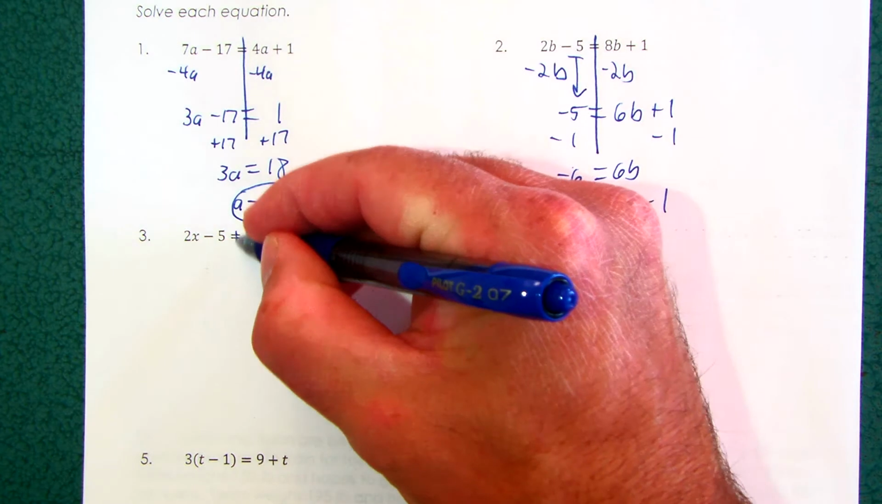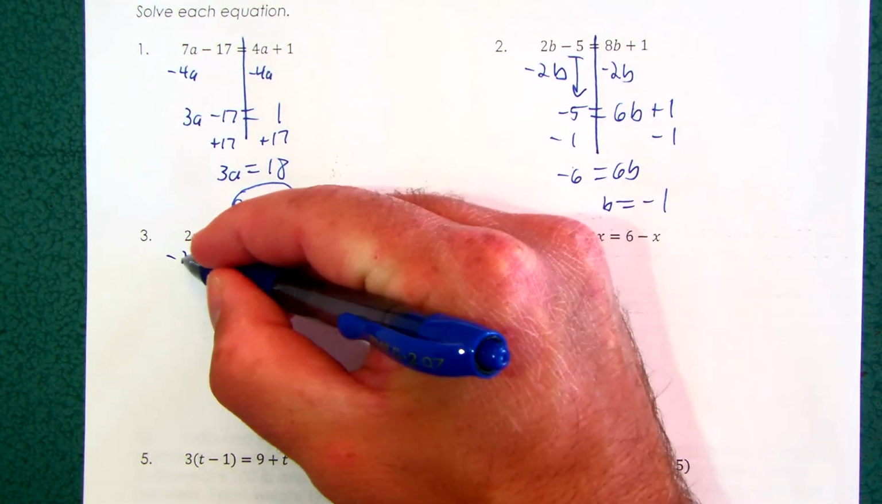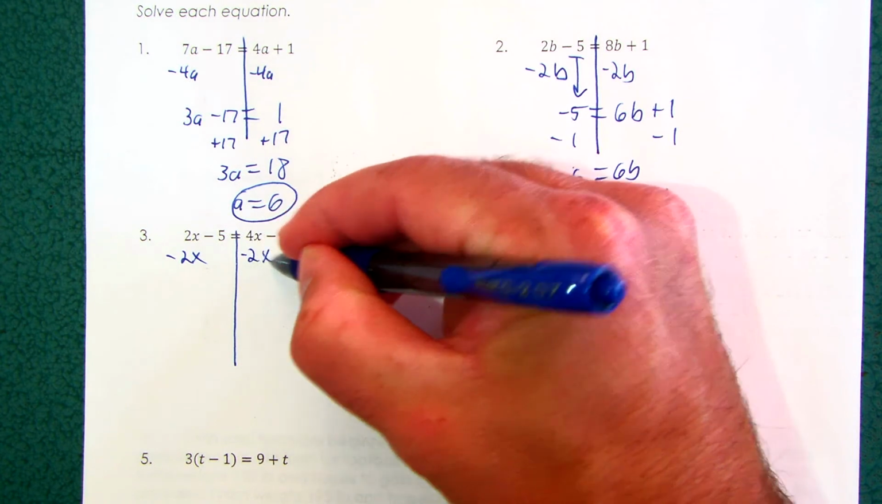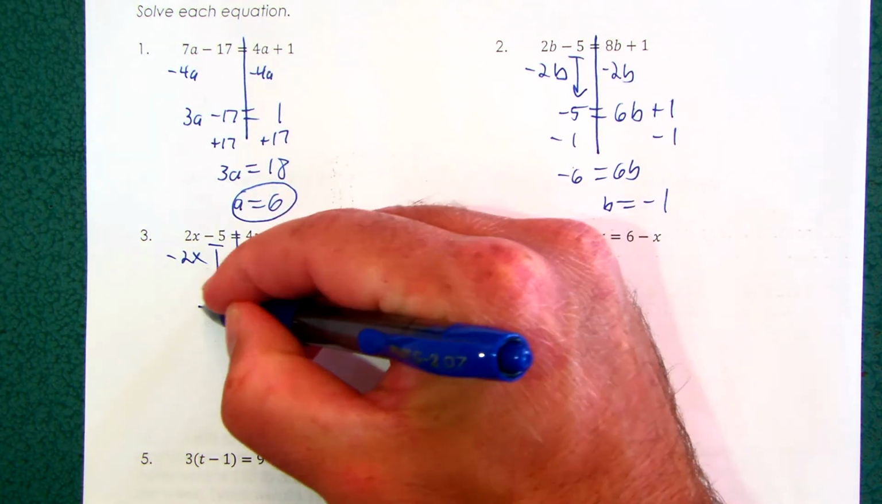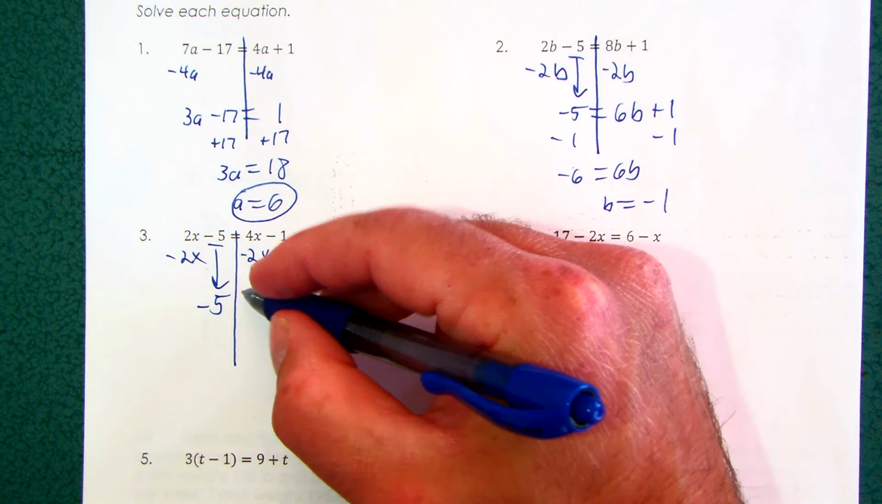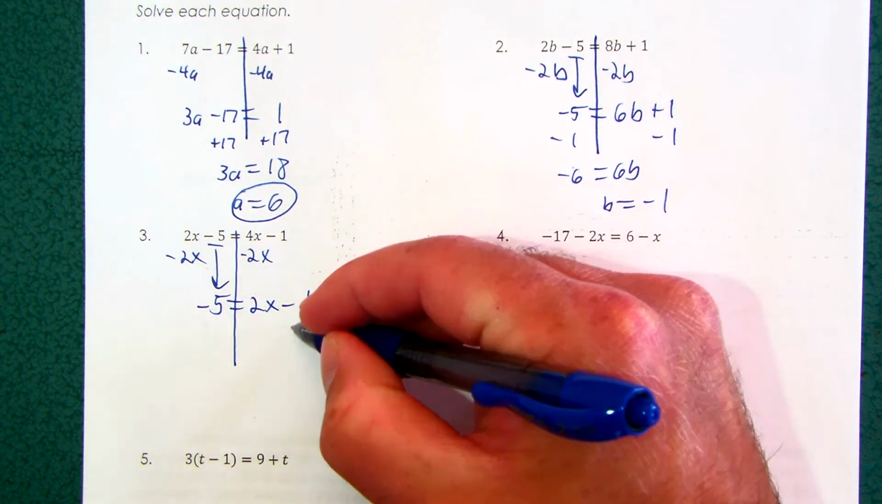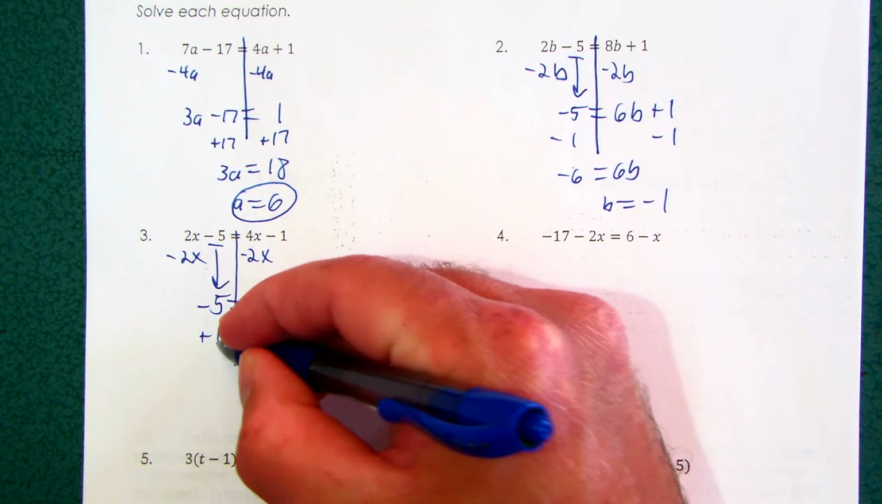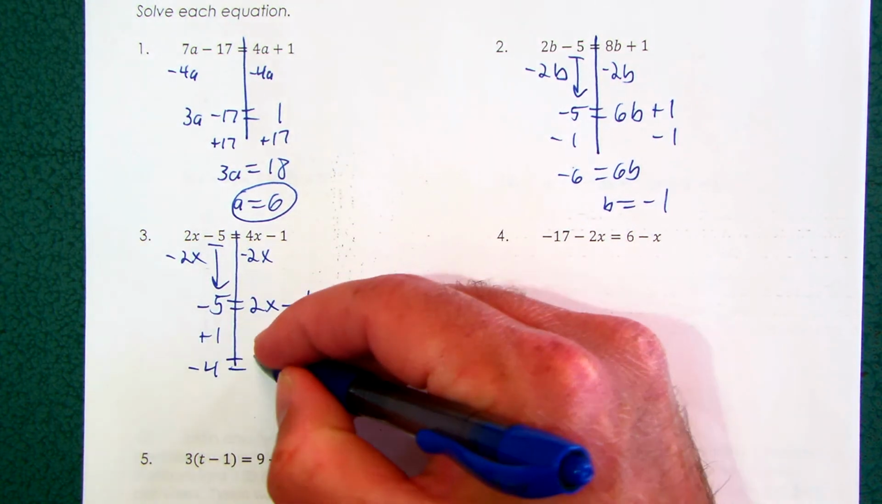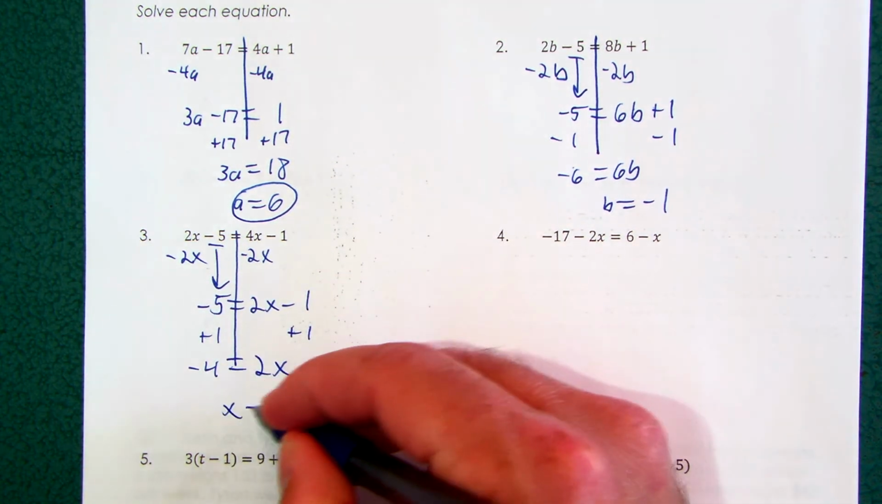All right, next up then, subtract 2x from both sides. Again, drop that negative 5 down there. So 4x minus 2x is 2x minus 1. We're going to add 1 to both sides, and we get negative 4 equals 2x. So x equals negative 2.